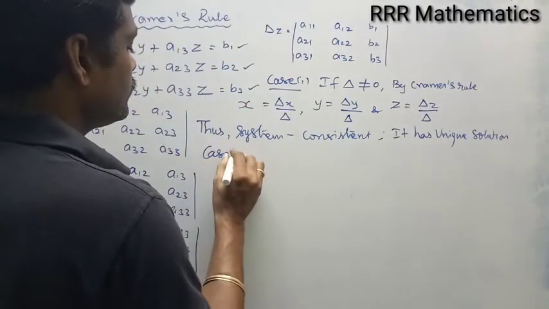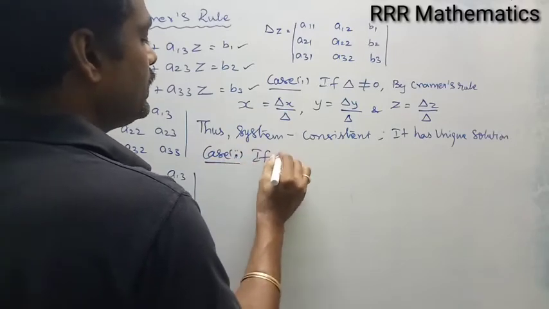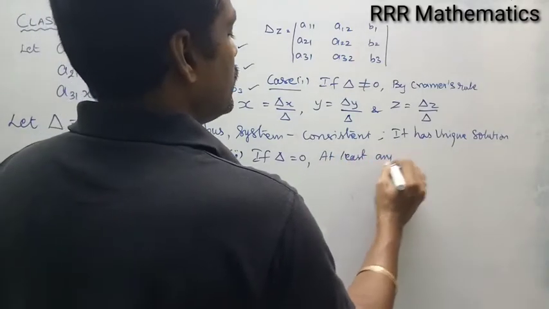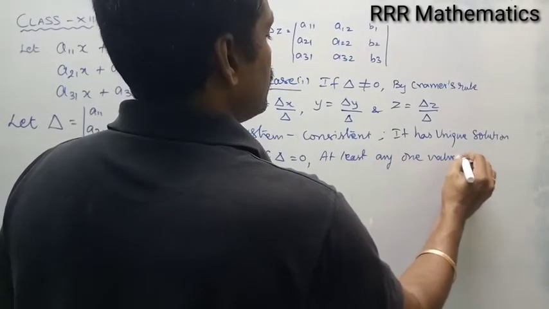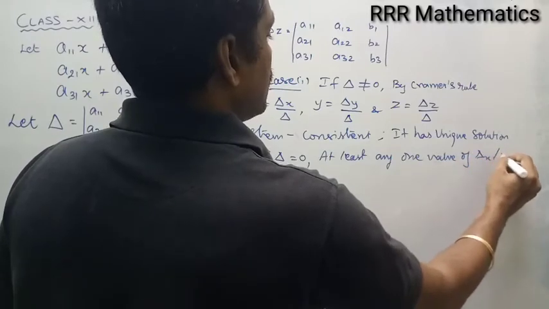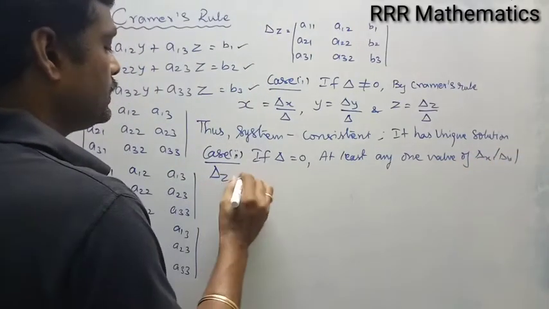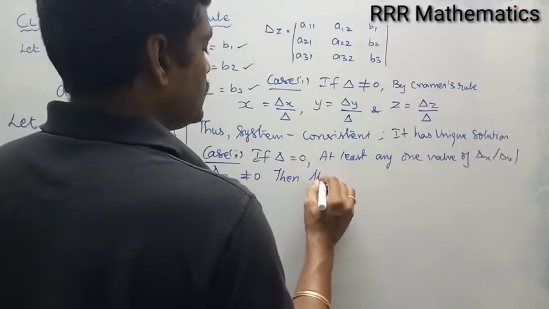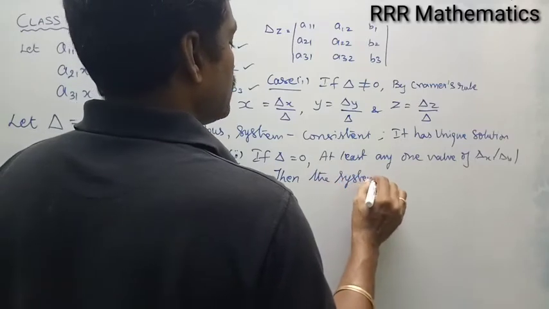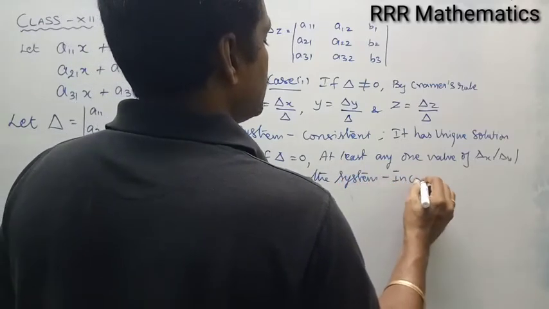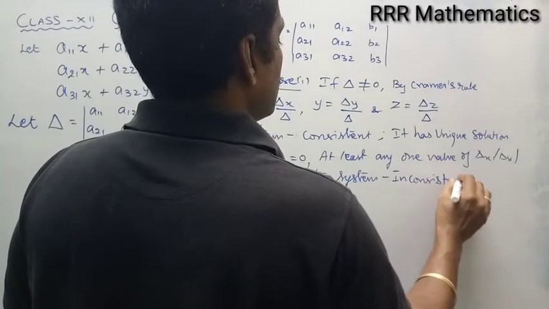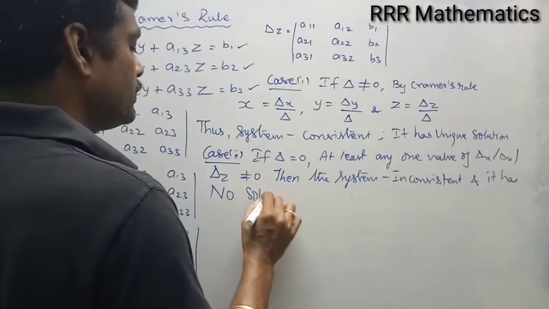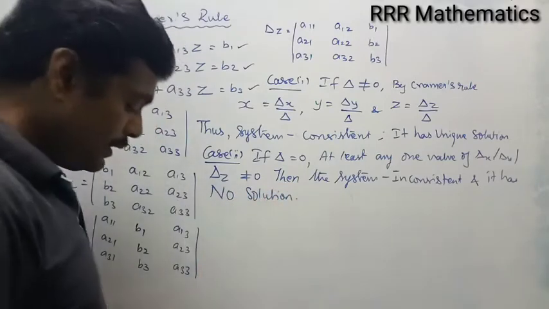Case 2: if delta is 0 and at least any one of delta x, delta y or delta z is not equal to 0, then the system is inconsistent and it has no solution. Got it?